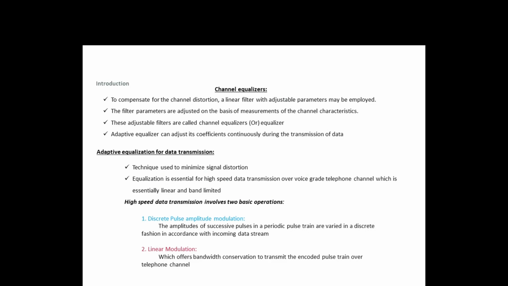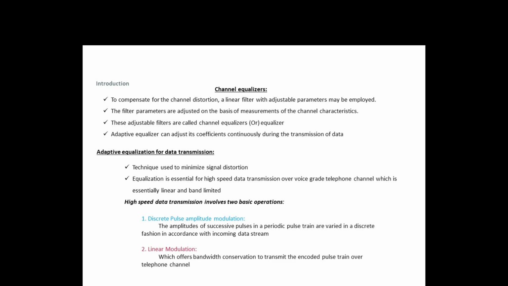Then we'll have the equalizer. How can we minimize the ISI? By using the equalizer, we can minimize the ISI. That is one of the important elements. To compensate for the channel distortion, a linear filter with adjustable parameters may be employed.